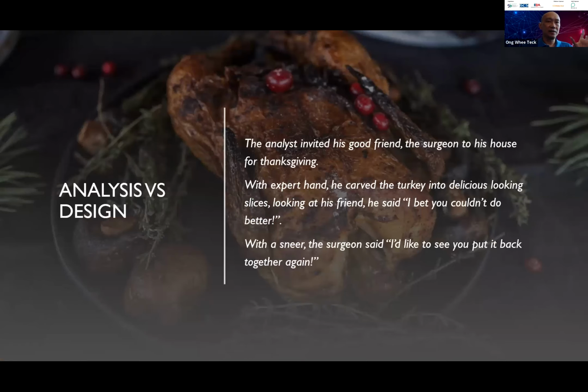So I want to tell this story about analysis and design. Sometimes as enterprise architects, we're very, very good at analysis, but very, very bad at design, right? The analyst invited his good friend the surgeon to his house for Thanksgiving. With expert hand, he carved the turkey into delicious looking slices. Looking at his friend, he said, I bet you couldn't do better than this, because the surgeon clearly cuts people up. With a sneer, the surgeon said, I'd like to see you put it back together again. That's design. You can analyze cutting stuff up, but can you design putting it together? That is a different proposition.